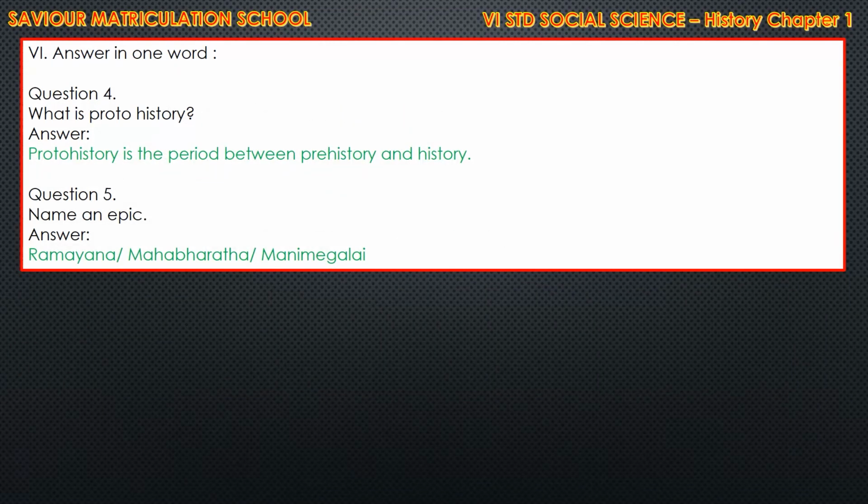Okay. Fourth question. What is proto-history? While I was teaching you the lesson, I told you. Answer is what? Proto-history is the period between prehistory and history. Okay, very good children. And question number 5. Name an epic. I told you this also. Answer. Ramayana, Mahabharata, Manimekalai, all are called epics. So, these are the answers.